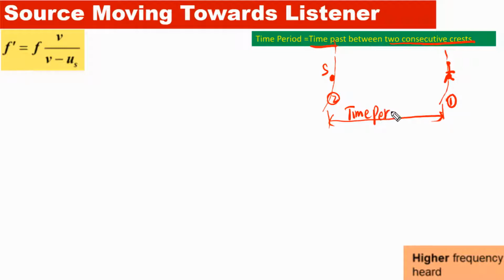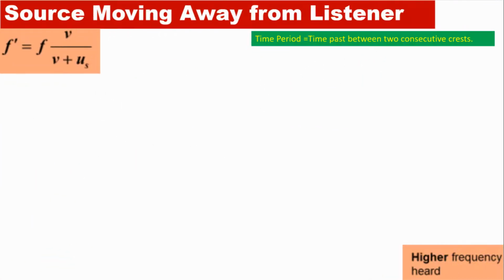The time passed between these two crests is simply called time period. Until now, I hope that you have a clear understanding of the Doppler effect. You understand how frequency changes when the source is approaching the listener or moving away from the listener. And you also understand what exactly time period is. Time period is simply the time passed between two consecutive crests, or we can say it is the time observed between two crests by the observer.